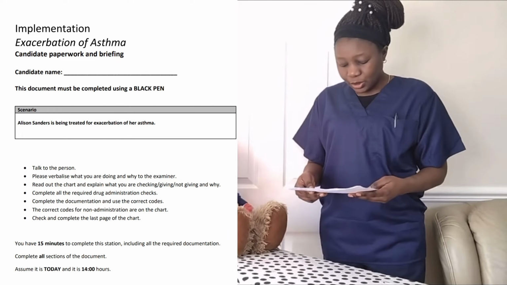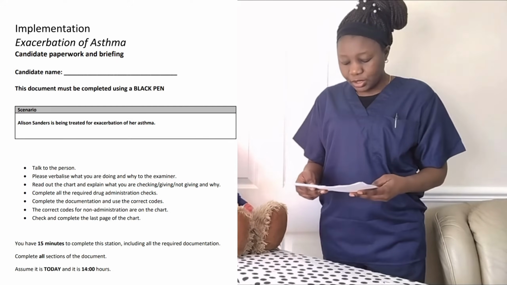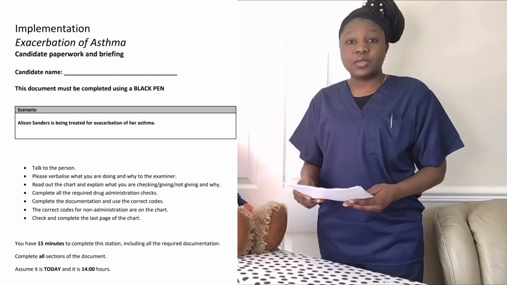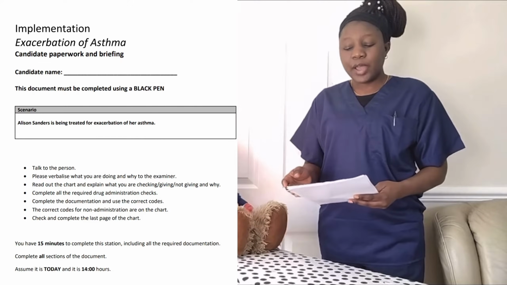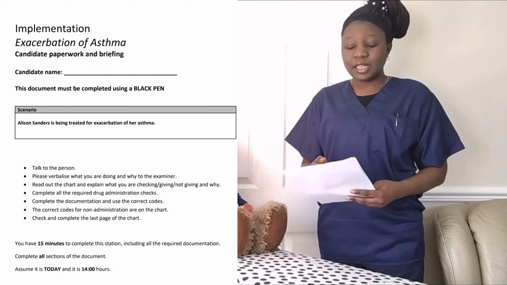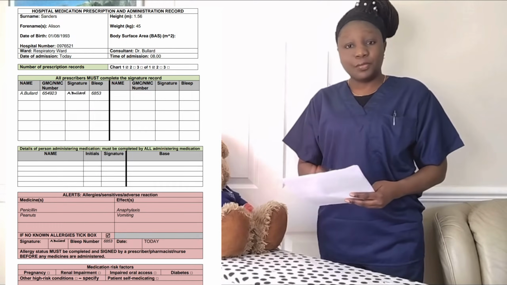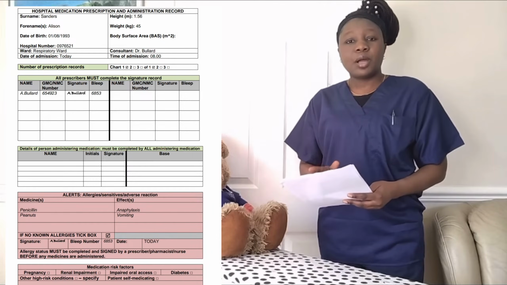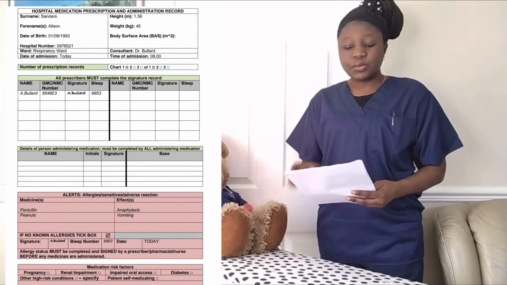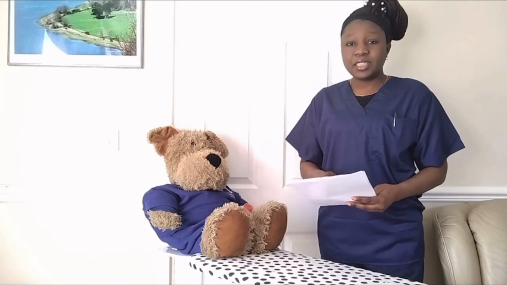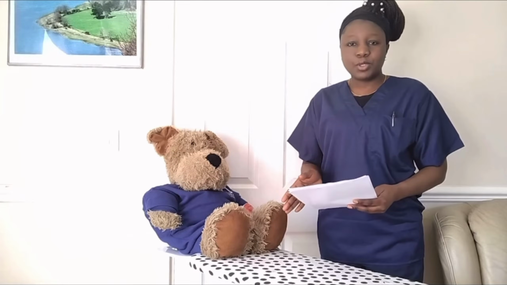Complete all sections of the document and assume it is today and it is 1400. So this medication is for 1400. So I'm going to start. However, when I'm reading my chart, it is essential that on the first page, you read out all your patient information. Whereas the subsequent ones, you can just read out the patient's full name and the date of birth, or the patient's full name and hospital number.